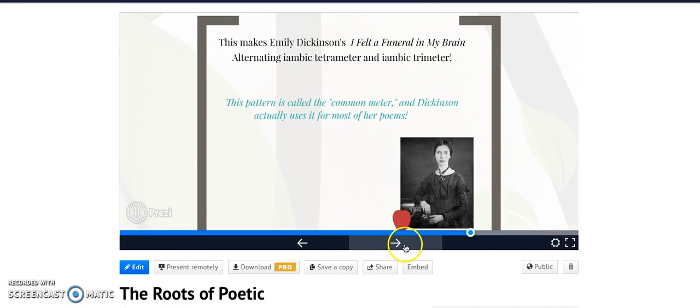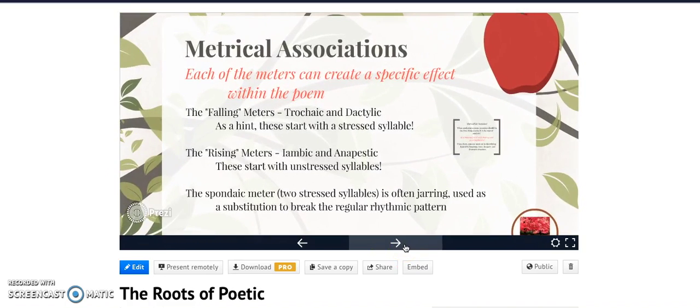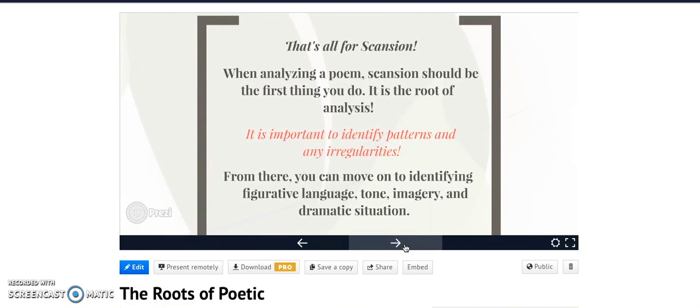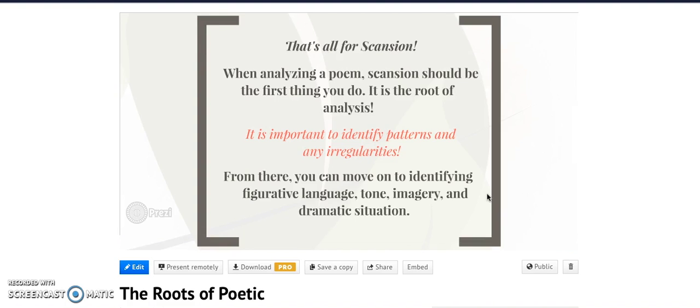Now we're going to enter a wrap up, with a picture of Dickinson, associations, and then this wrap up slide, which again ties into the theme. It's the root of analysis. There are a series of steps that students take when learning to analyze poetry, and the first step is scansion, which we've covered in this entire presentation.